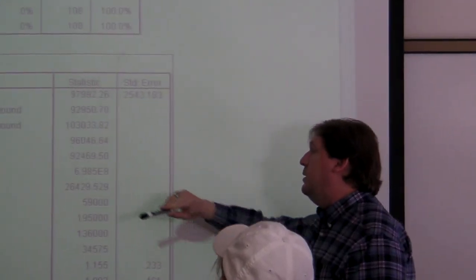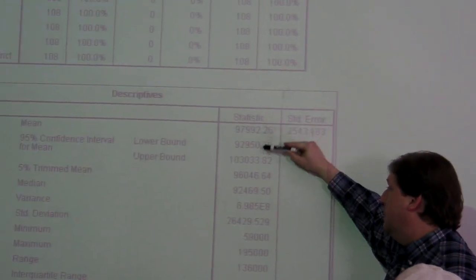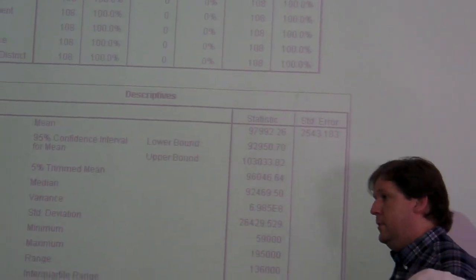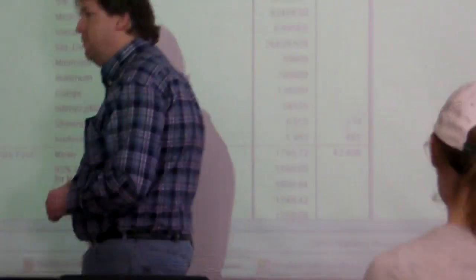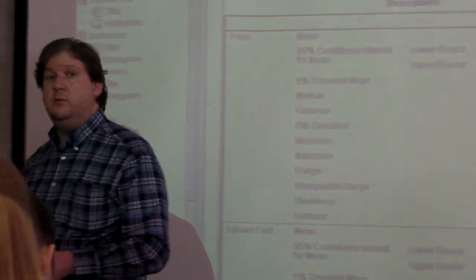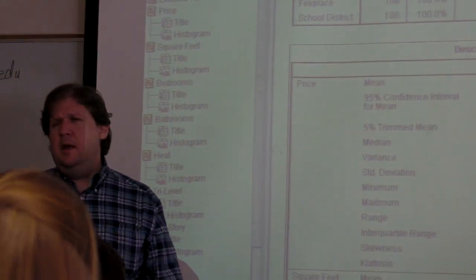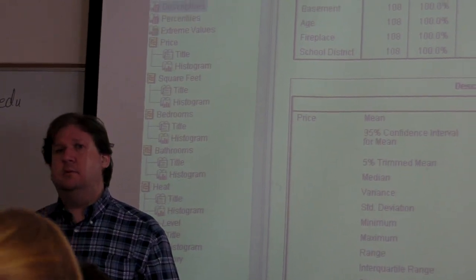So the mean and median, I think, are both important to report. As I said, a lot of times they're not going to be very different from each other, but sometimes they would be. Any questions about these two?